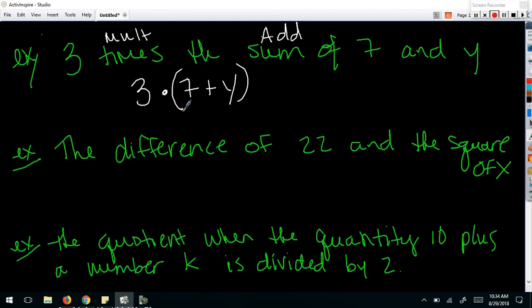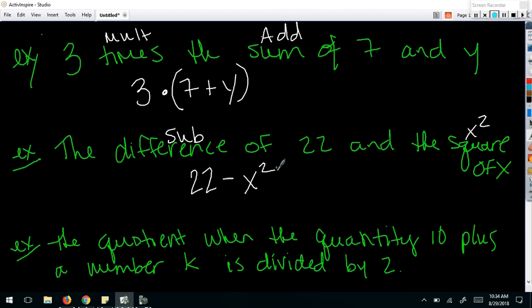How about the second one? Difference we know means what? Subtract. 22 minus x squared. What does the square of x mean? x to the power of 2. All right, so the difference of, now this is not less than, so it's not backwards, okay? The difference of 22 and x squared. 22 minus x squared.